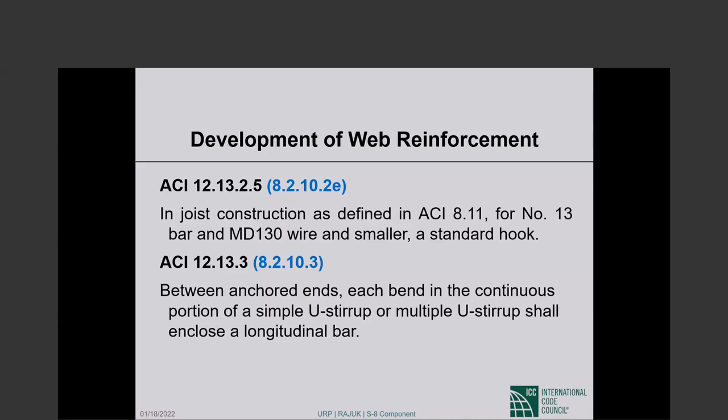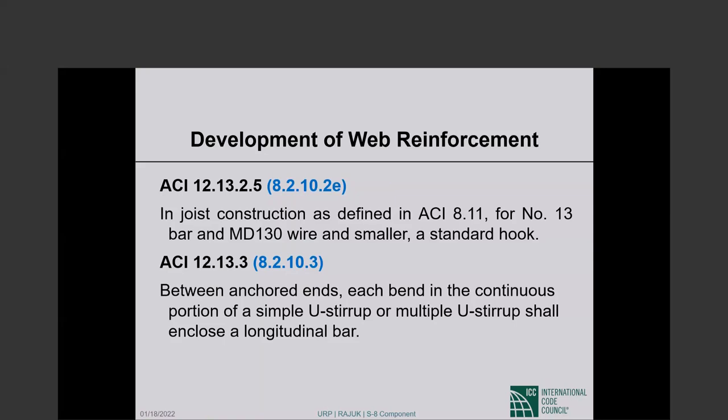Between anchored ends, each bend in the continuous portion of a simple U-stirrup or multiple U-stirrup shall enclose a longitudinal bar. This is extremely important, okay? So between anchored ends, just imagine a simple U-stirrup. There are two anchored ends. The two ends of the U hook around longitudinal bars.